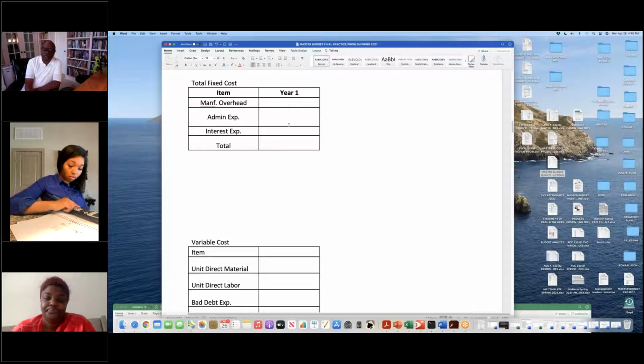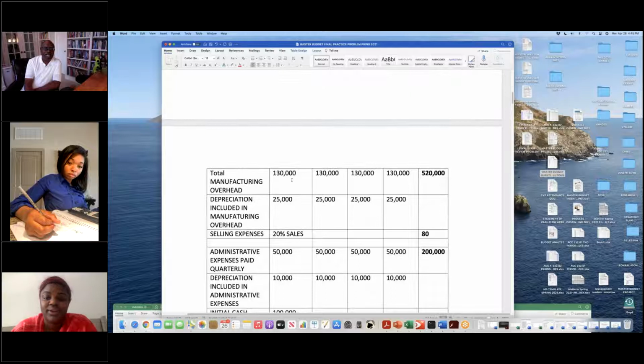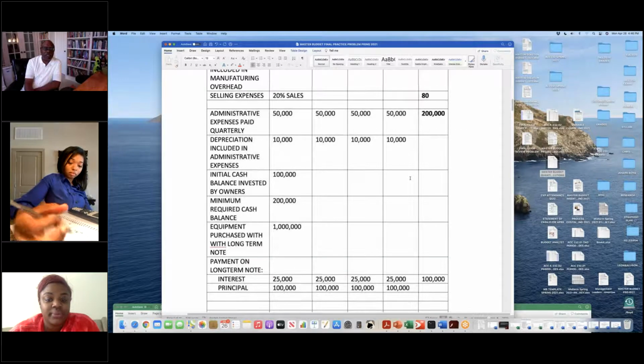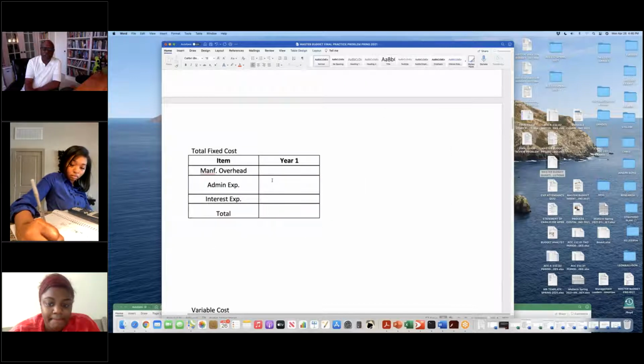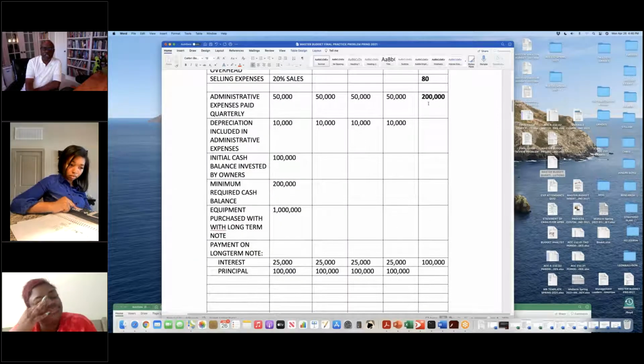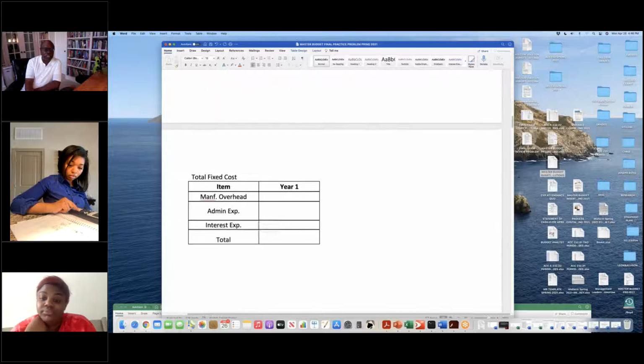The manufacturing overhead, administrative expense, and interest are all the fixed costs. Can y'all put those in? Yes, 720,000. But how much is the manufacturing overhead? $100,000. Now how much is the manufacturing overhead in total? I was reading the wrong thing. $100,000. How much is the administrative expense? $50,000. $200,000. Gotta get the total. Dansby, what's our interest expense?